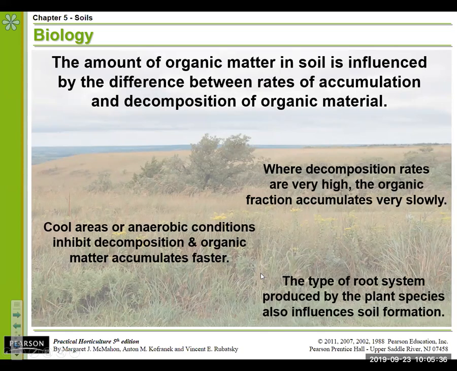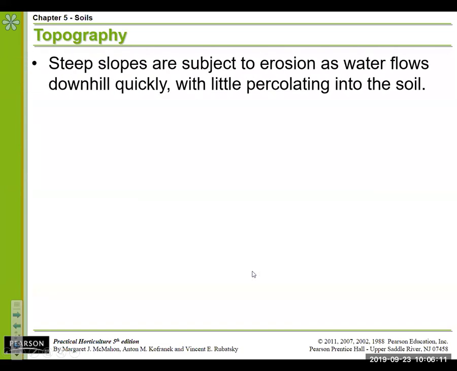And in cooler areas, though, where we might have more anaerobic conditions, which is just decomposition occurring without oxygen, it's slower, and organic matter then accumulates much faster. But because of just temperature, there's not as much biomass being produced, and that organic matter is not quite as available to the plants. So the type of root system produced by the plant species, of course, also influences the soil formation.